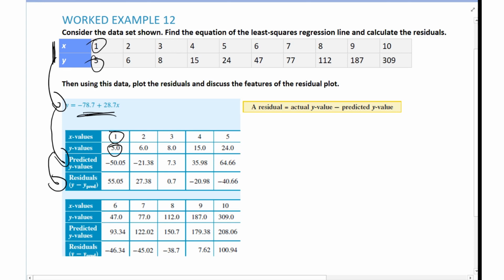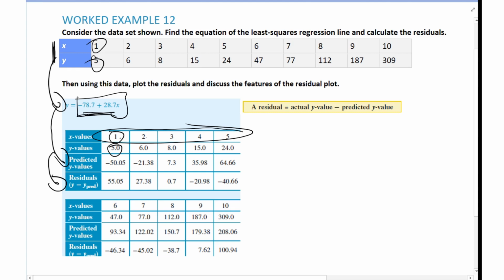Okay, so how do we do our predicted? Well, we take this equation. We put in our calculator minus 78.7 plus 28.7 times whatever's in this X value. So this one would be 1. Then for this one here, I'd go minus 78.7 plus 28.7 times 2. Then times 3, times 4, times 5.